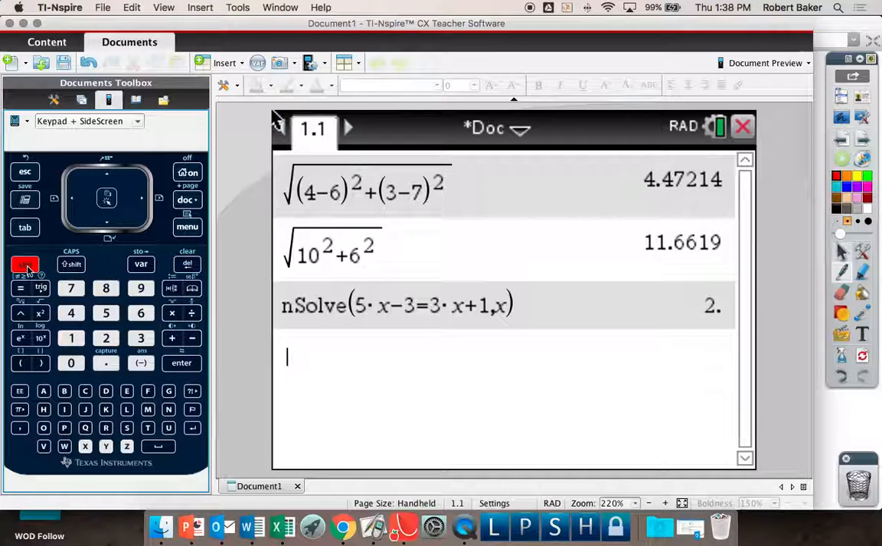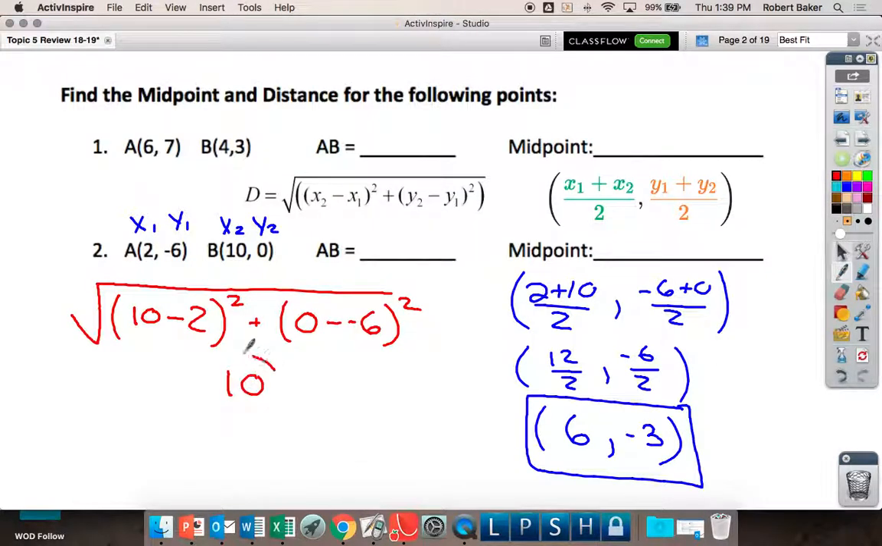We do the square root of, open parentheses, 10 minus 2, close parentheses, squared, plus, open parentheses, 0 minus negative 6, close parentheses, squared. That's what we have on our paper, right? Type that in, hit enter, 10. Perfect whole number. So the answer to this question is 10. And that's how the first two questions look.